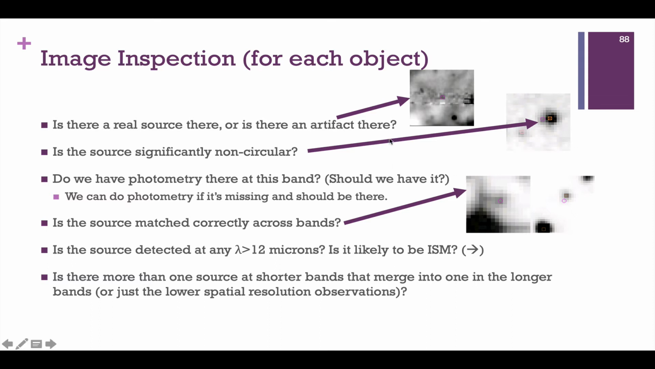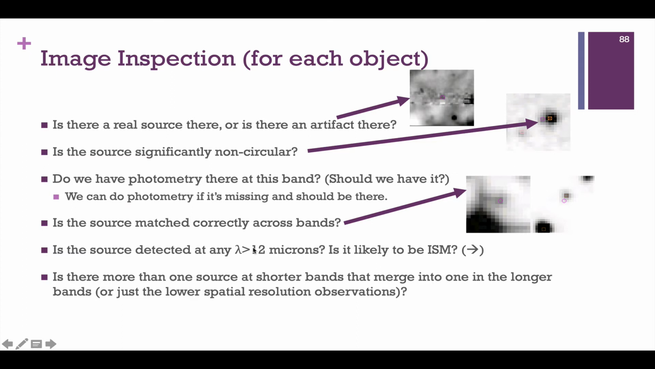Is the source significantly non-circular? Here we have an example where there's two sources. You can see the bright one here, but then you can sort of see there's an appendage off the edge, and the appendage is a separate source. So this is an example of a source that's significantly not circular because there's actually two sources there.